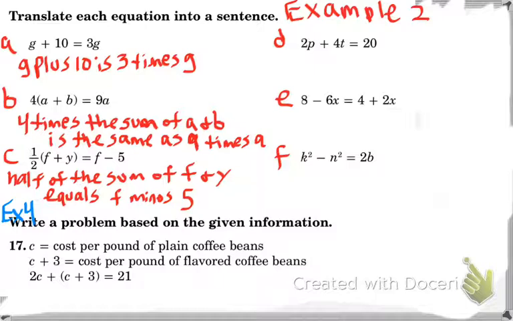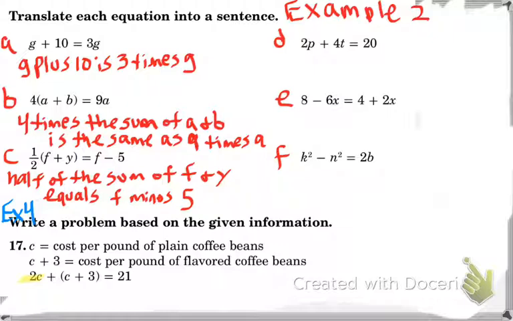So let's see, and then we're given the actual full formula, and that's what we're going to use to tell our story. So here's what we could say. Do it piece by piece, 2 times C. C represented the cost of plain coffee beans. So we have 2 times that. That means we bought it twice. So we could say we bought 2 pounds of plain coffee beans. That's what this first portion could be written as.